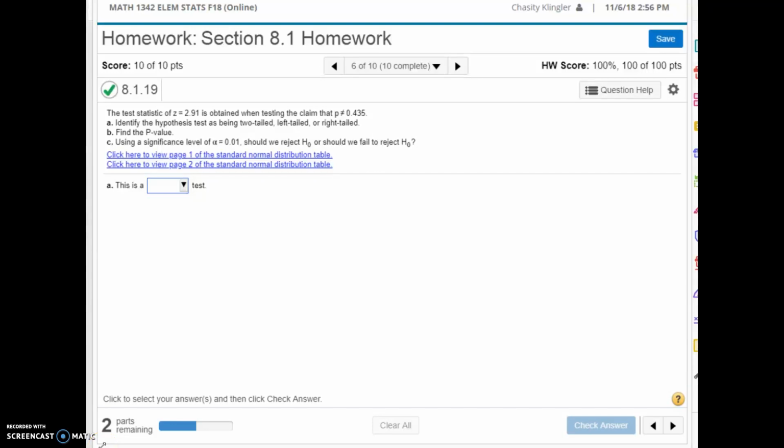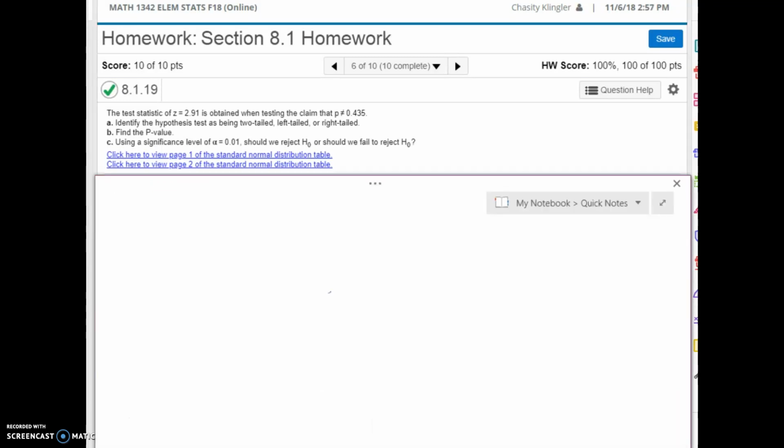Number 6 in your homework is asking about the p-value, and you're actually going to have to go further in your hypothesis testing and draw a conclusion. So let's start with part A. It says identify the hypothesis test as being two-tailed, left-tailed, or right-tailed.